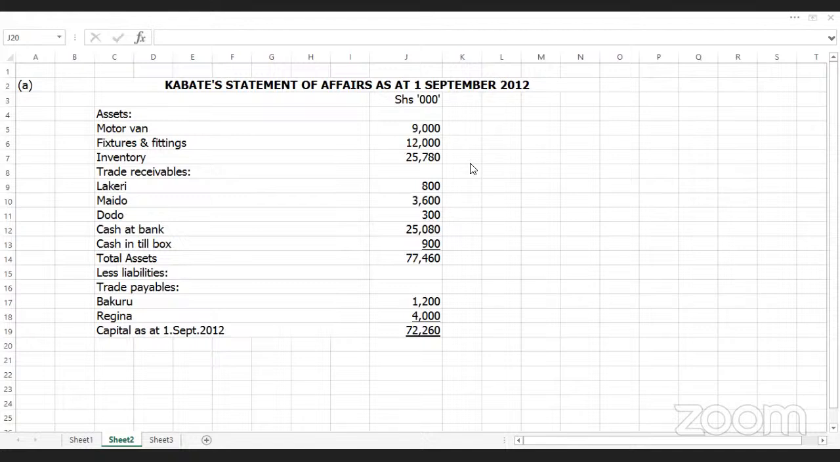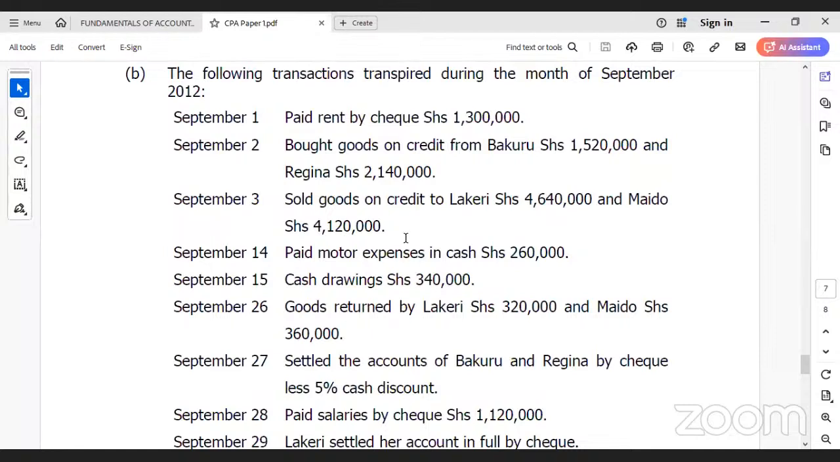Any question before you go to part B of the question? Anyone with a question before we move into the next part? If there is no question, then I think we can move into part B. That was part A of the question. We were required to construct a statement of affairs, and we have seen how to do that.